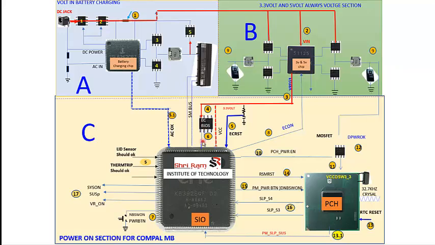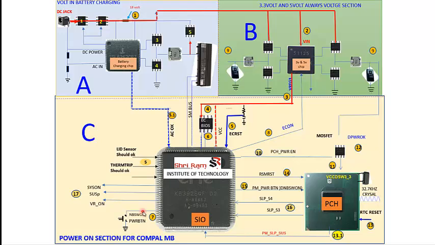BIOS pin number 1 is a chip select, pin number 2 is a read pin. So SIO starts communicating with the BIOS, and now it is ready to turn on. Now this is a power switch.